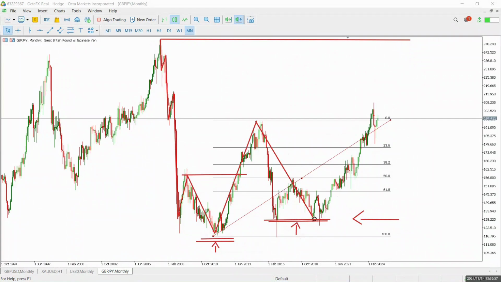So price came to the 61.8 zone before taking off to the top, which is where price is currently at right now. Okay, so we know that at the end of the day, we are coming to as much as this place for a very beautiful W pattern. Okay, however, this is the monthly time frame, and we don't pick trades on the monthly time frame.